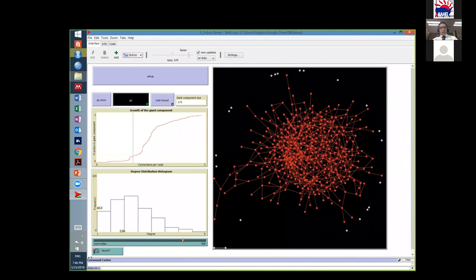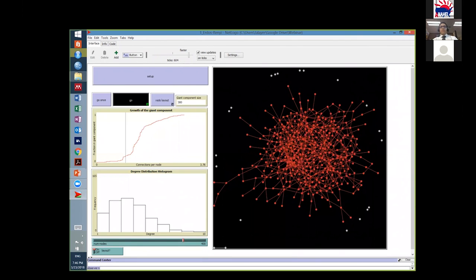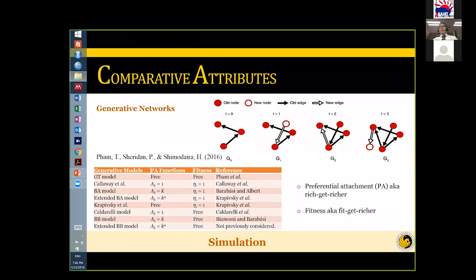As you can see, this is now taking that normal distribution. So this is the random graph, and it doesn't necessarily show preferential attachment or fitness. Now, if I start another simulation with the scale-free networks, you will see the difference between these two.